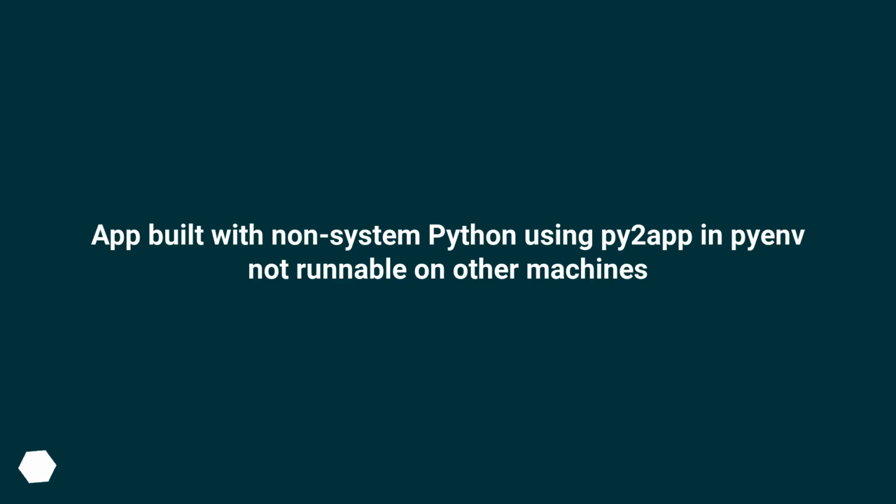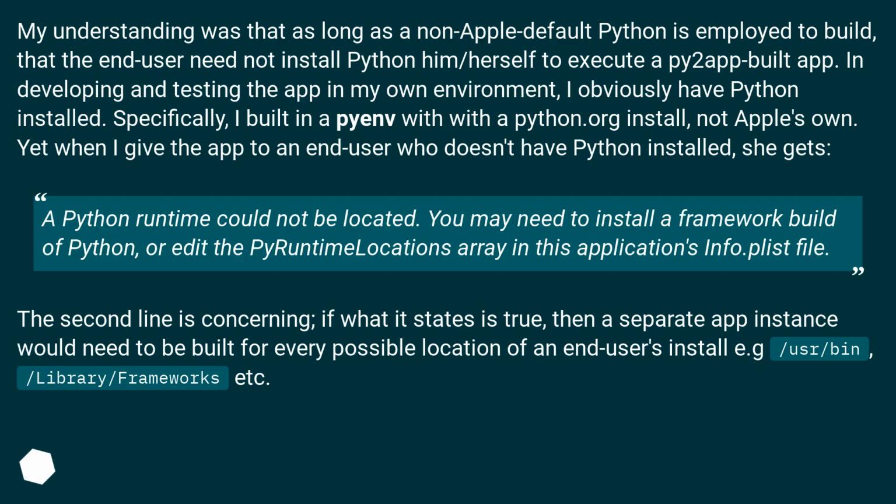App built with non-system Python using py2app and pyenv, not runnable on other machines. My understanding was that as long as a non-Apple default Python is employed to build, the end user need not install Python themselves to execute a py2app built app. In developing and testing the app in my own environment, I obviously have Python installed. Specifically, I built in a pyenv with a python.org install, not Apple's own.